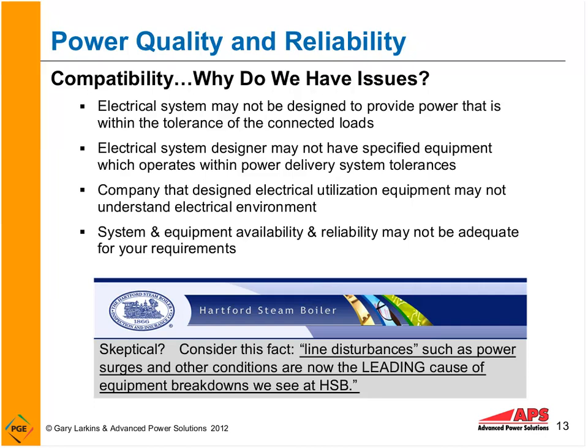Well, here's an example, this graphic down here at the bottom. We can see that Hartford Steam Boiler considers line disturbances such as power surges and other conditions now the leading cause of equipment breakdowns. So this is an insurance company that tracks equipment breakdowns because they're going to pay out on claims, so they understand the number of failures and look into many of the major failures that are seen.